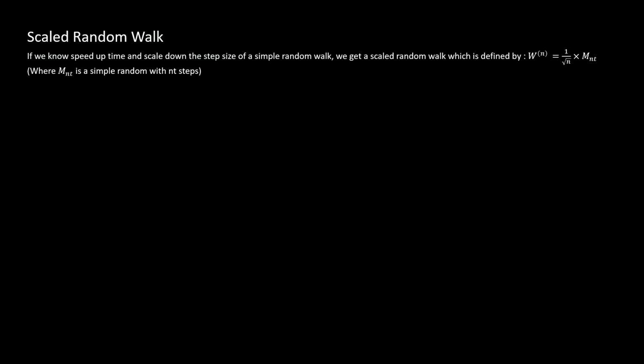Our simple random walk still does not really look like a stock price. So in order to get it to look like a stock price, we are going to speed up time and scale down the step size of a simple random walk. This is called a scaled random walk and is defined below, where M_nt is simply a simple random walk with nt time steps. Let's take a look at what this looks like.